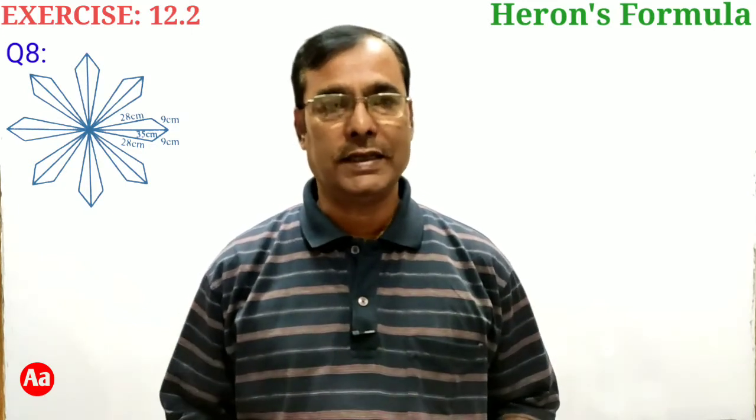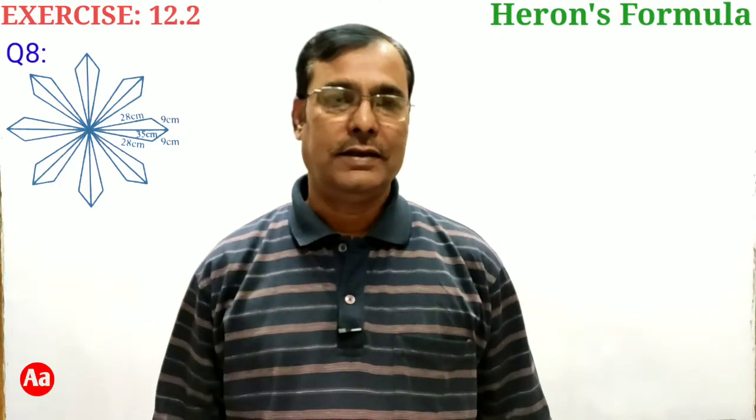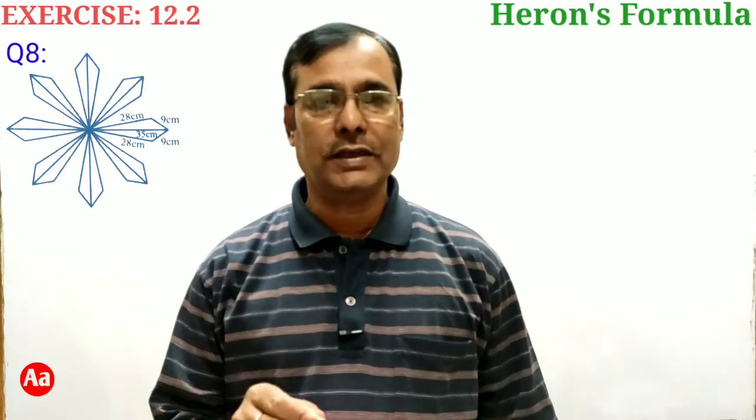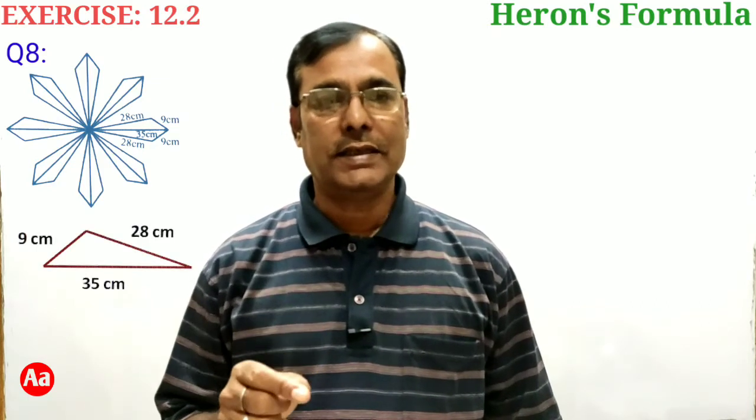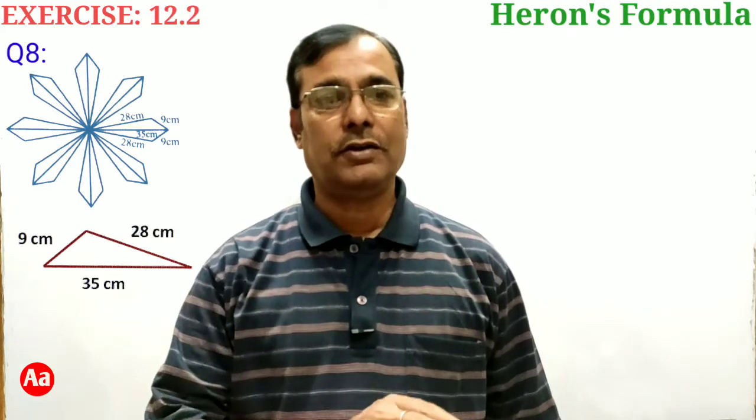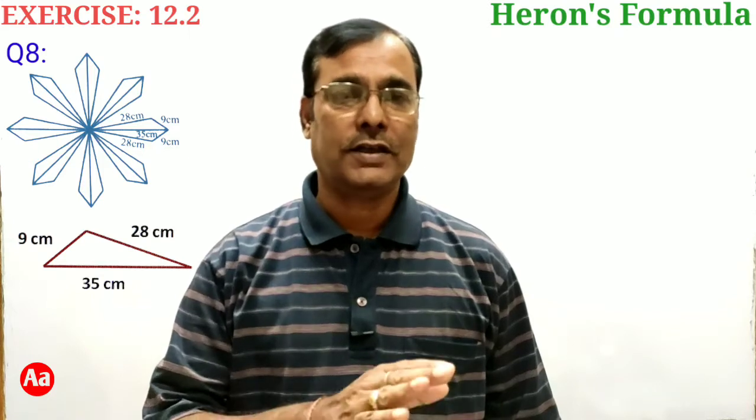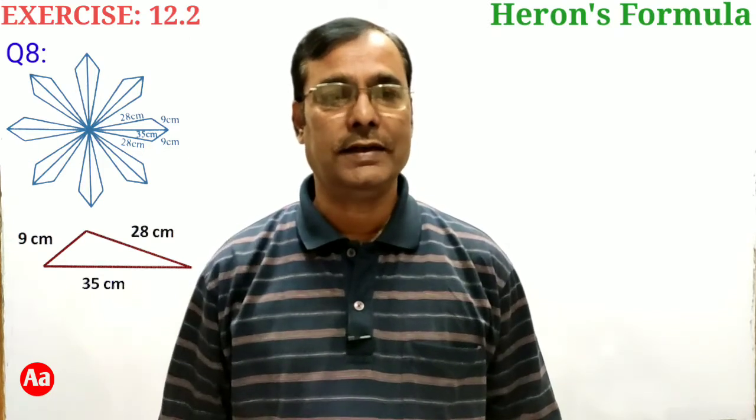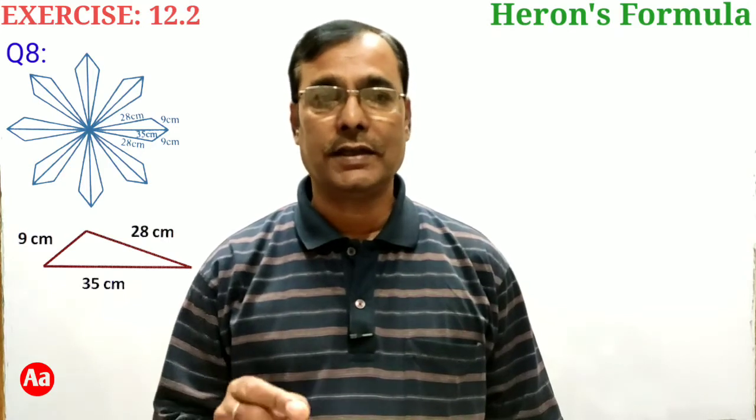In a floral design, there are 16 triangular tiles, and dimensions of a triangular tile are 9 centimeter, 28 centimeter and 35 centimeter. We have to find the cost of polishing the tiles, that means the cost of polishing the floral design at the rate of 50 paise per centimeter square.